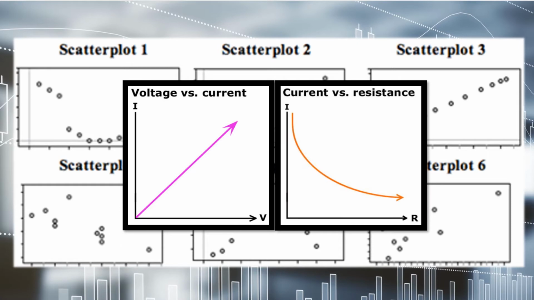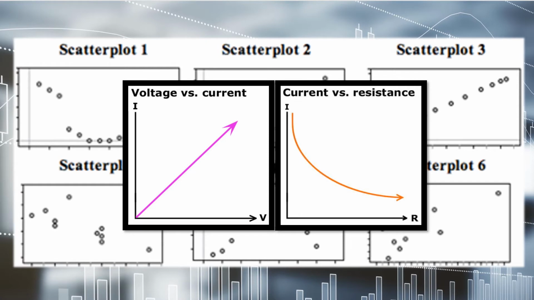An inversely proportional linear correlation is seen in the graph here, illustrating the relationship between the variables current and resistance. The shape of the graph tells me the following about this relationship. As the resistance increases, the current decreases, provided all other factors are kept constant.